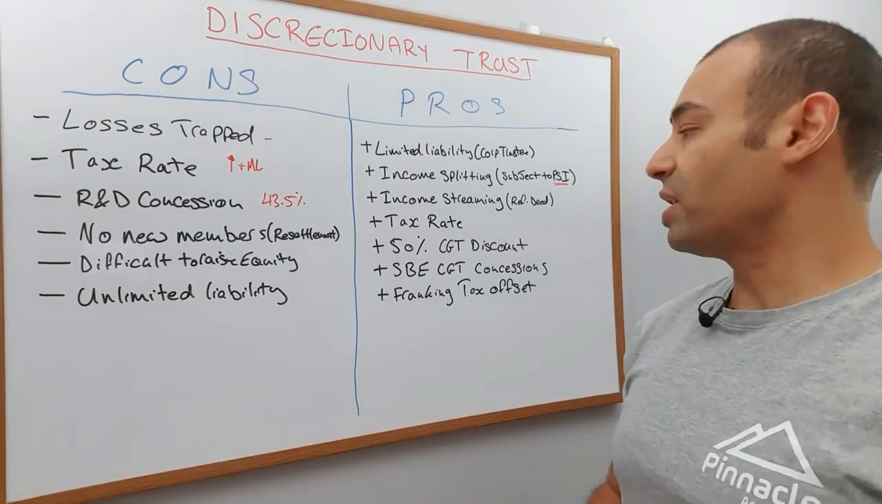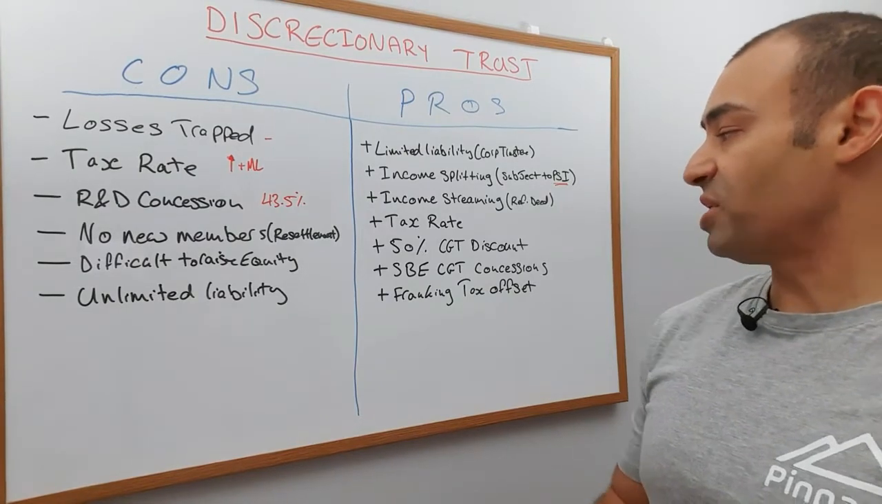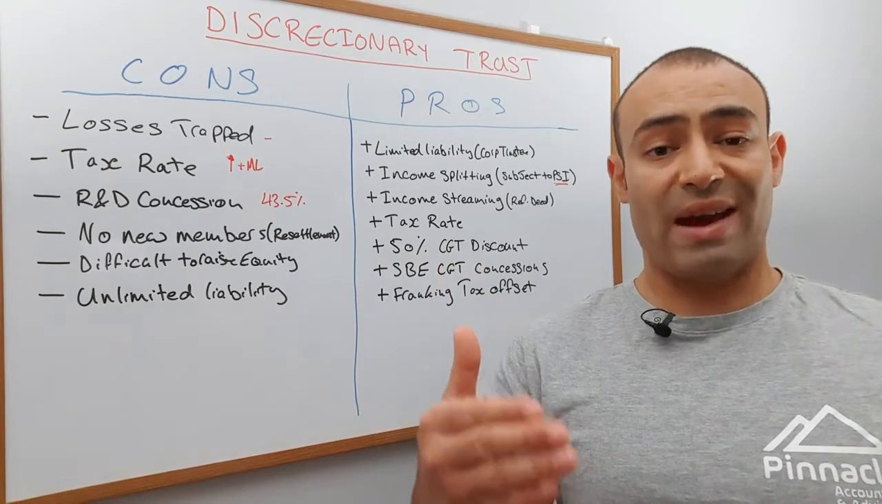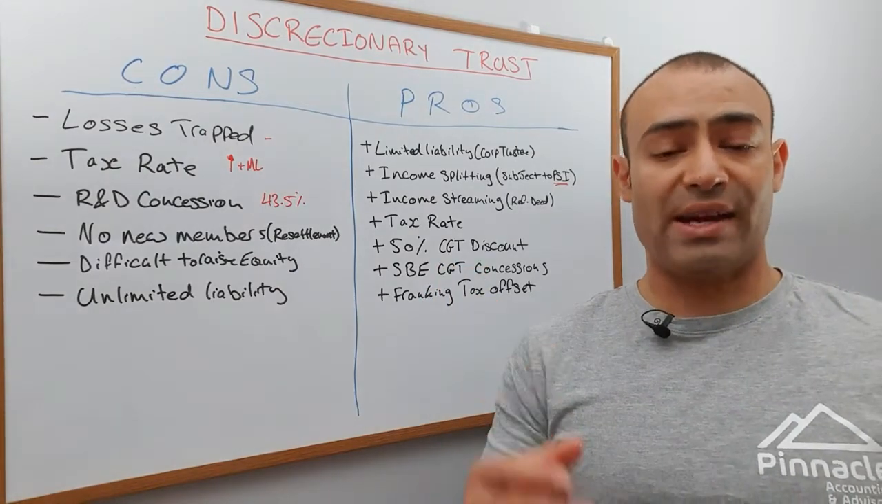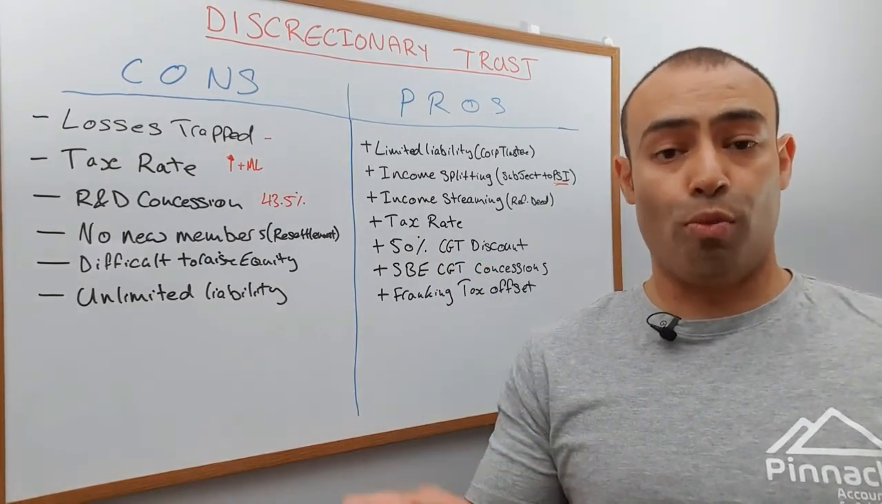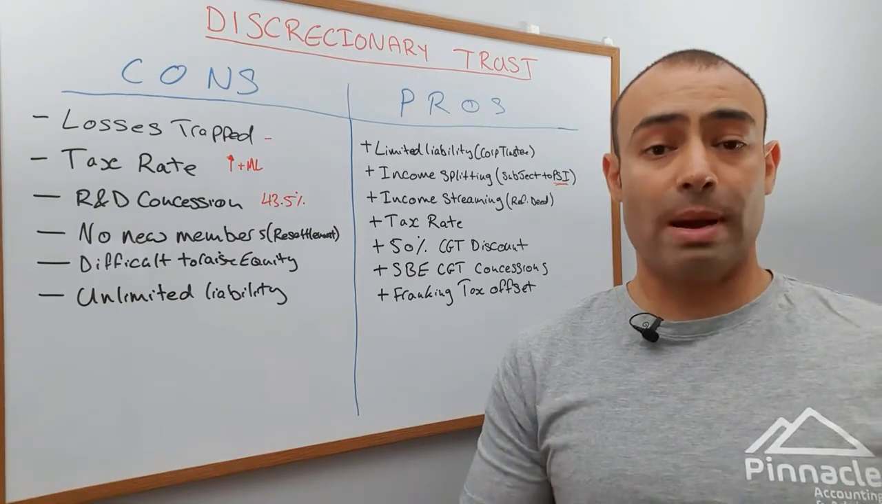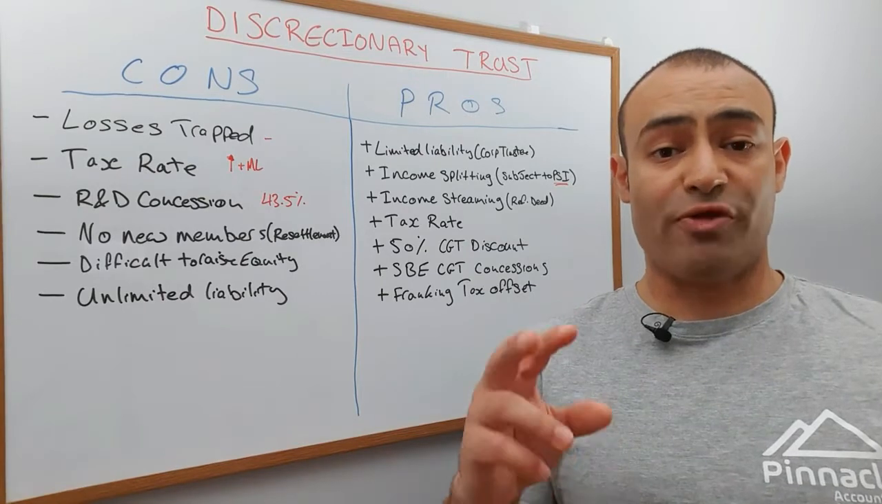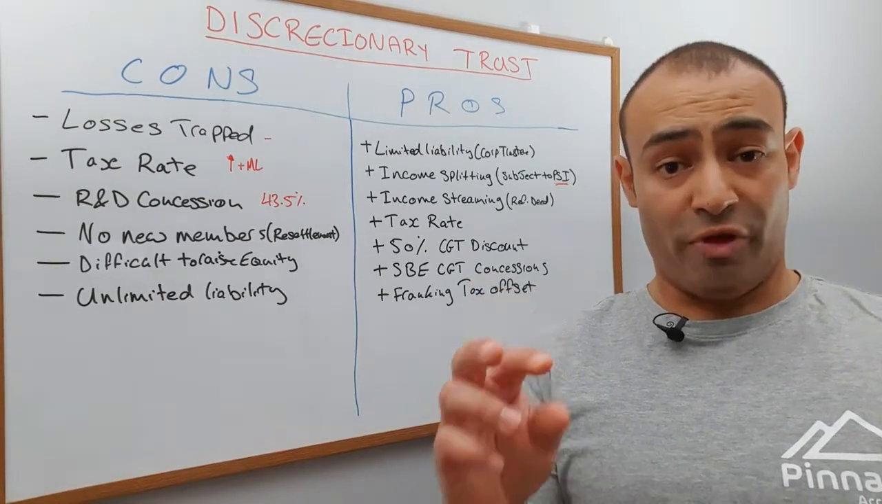Okay. Now the next one is the 50% CGT discount. That's the discount you can access where you've held an asset for 12 months or more. Now it's important to remember that it's 12 months or more from the date of signing the contract.